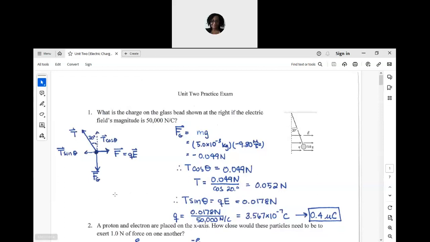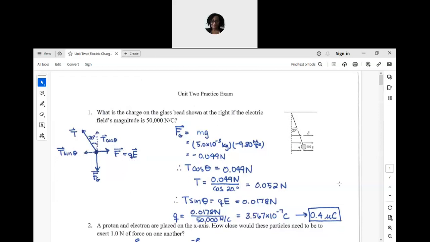On the left side, I have tension, I have the force coming from the electric field, and then I have the gravitational force. And the tension is broken into sine and cosine components so that I can demonstrate that the net force is equal to 0 in both directions. So that means T cosine theta is equal to Fg. That means T sine theta is equal to the product of the charge on the bead and the electric field strength. So let's start with the gravitational force.